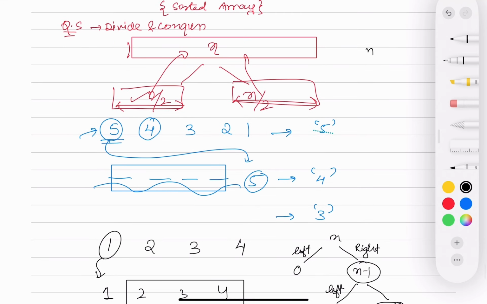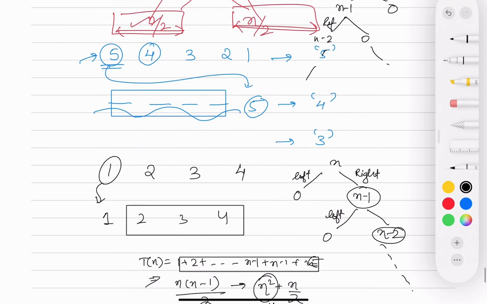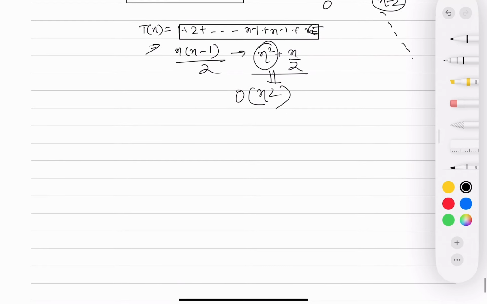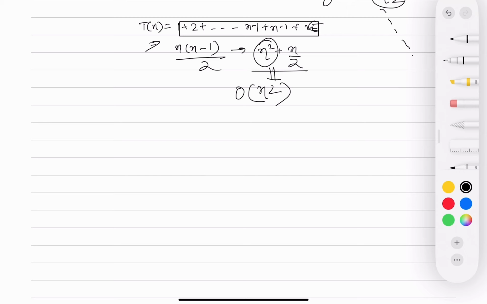Same case for the other one: instead of your n, your left will have n minus 1, right will have 0. And here again, your left will have n minus 2, right will have 0. Like this it will go. Are you getting it? So this is the quickest way you can understand the time complexity of quicksort in the worst case. But let's actually derive this, okay?